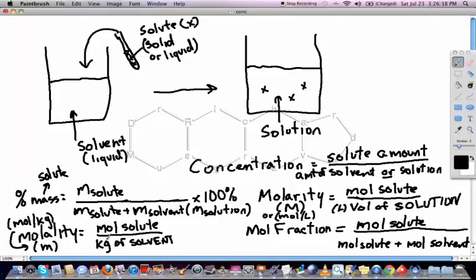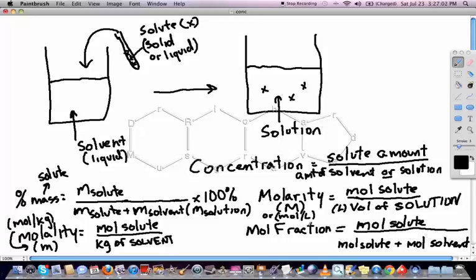The next one is molality, which has the symbol little m and has the units moles per kilogram, which is also expressed as a little m as well. And the measure for that is moles of solute divided by kilograms of solvent, not solution, kilograms of solvent. And mole fraction is moles of solute divided by moles of solute plus moles of solvent.